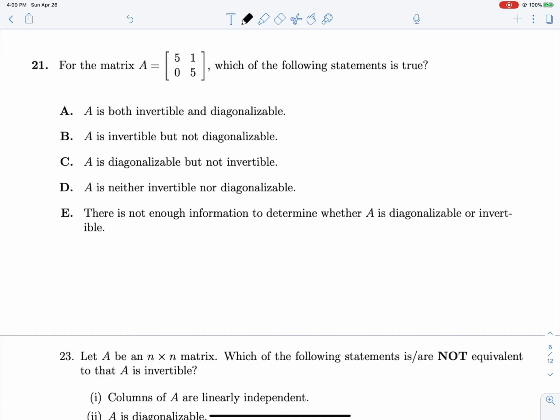21. For this matrix A, which of the following statements is true? A is both invertible and diagonalizable. Okay. Since all of these options just have to do with whether or not A is either invertible or diagonalizable, I gotta reiterate something that comes up a whole lot.